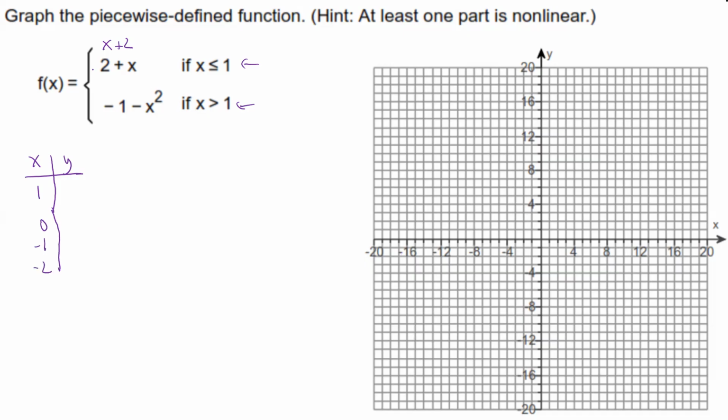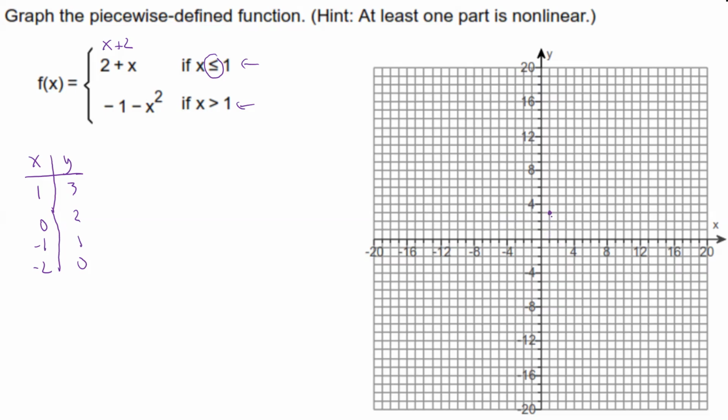So if we plug in 1, what do we get? We get a 3. Plug in 0, we get a 2. Minus 1, we get a 1. And a minus 2, we get 0. Okay, so that gets us at least to the line. So at 1, it's 3. And here, notice, it's going to be a solid dot. So at 1, we have a solid dot at 3.